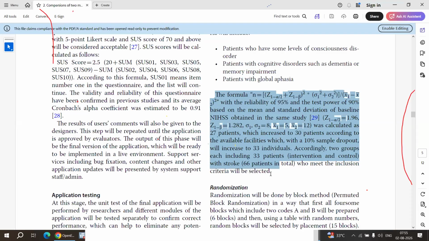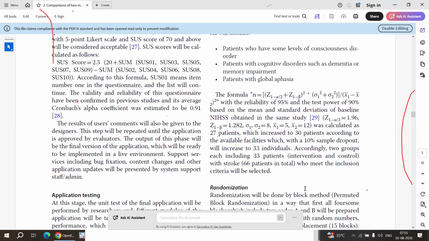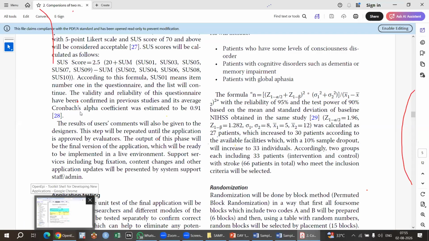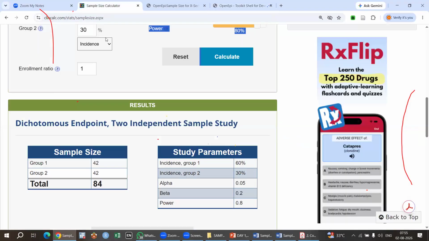If you have any confusion, you can ask me. We can take 10% sample dropout, we can take 15%, we can take 20%, there is no problem. So this is here. And in ClinCalc, okay, only 5 minutes are left. I'm showing with the ClinCalc sample size calculator.